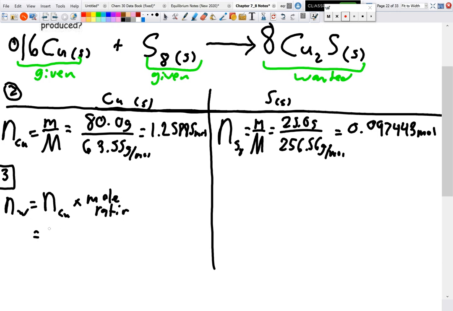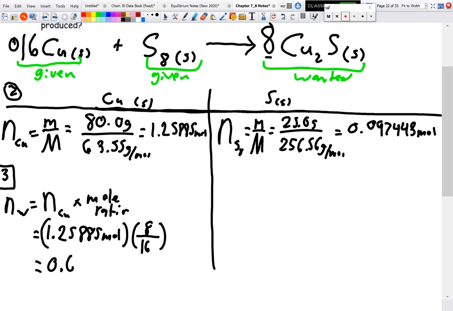So number of moles of our copper, we just calculate 1.25885 mole times our mole ratio. So the mole ratio right here is wanted over given. So wanted is copper 1 sulfide, so the coefficient is 8. The given for our copper is 16, so 8 over 16. And we have number of moles of our wanted is 0.629426 mole. So that is for our copper.